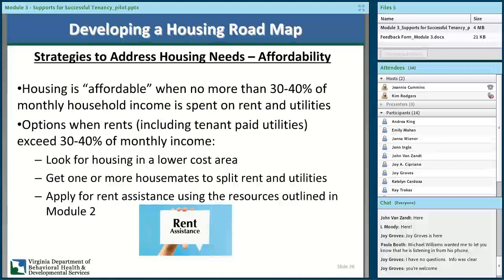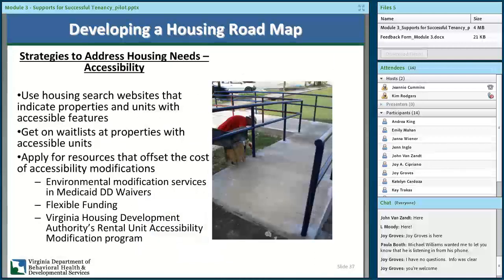If most properties in the area where a person wants to live have rents plus tenant-paid utilities that exceed 30 to 40% of monthly household income, the person has a few choices. The person can look for housing in a lower cost area, consider finding one or more roommates to split the rent and utilities, or apply for rent assistance where available using the resources we just covered in Module 2.